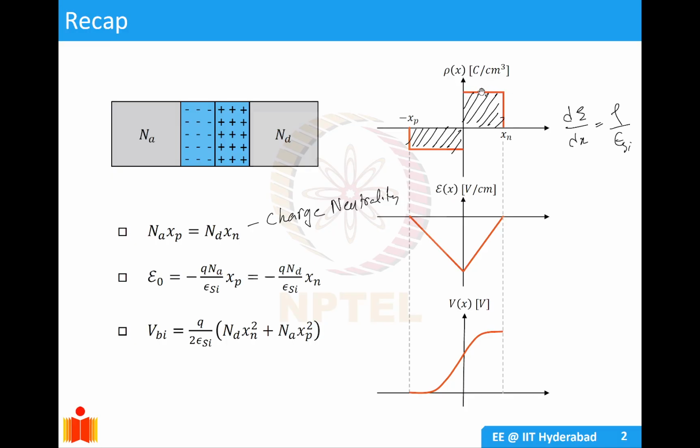Charge here is q Nd and q Na, and you integrate over this, you get your electric field like this. You integrate over your electric field, you get your voltage, which looks like this. The potential looks like this, and this change in potential is called your VBI.